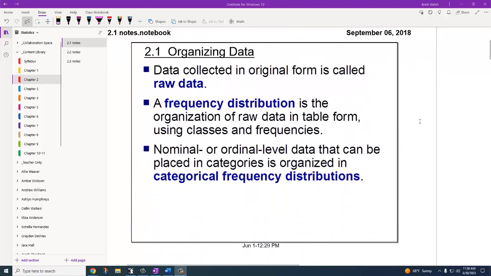Okay, so this is going to be our notes for 2.1 for stats. And here we're talking about organizing data, and specifically we're going to be talking about using a frequency distribution to do that.